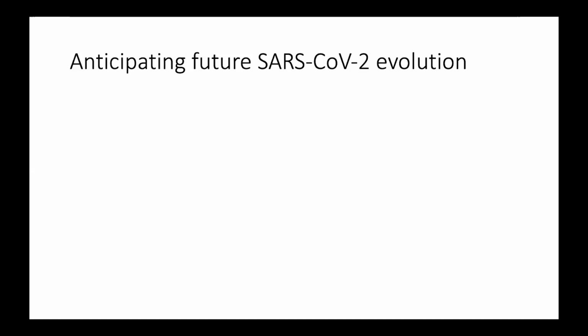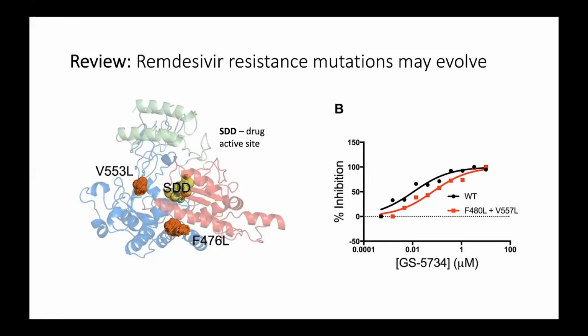Okay, so now this will be pretty short. This is anticipating future SARS-CoV-2 evolution. I wish this was longer. I wish our science was better and that we could be more predictive, but we're getting there. Lots of work to do for people like myself, I guess. Okay, so before, this is just a review, people were studying other coronaviruses, and they were studying a compound that's very similar to remdesivir and acts on the polymerase of these other coronaviruses.